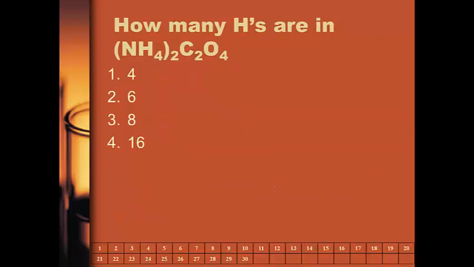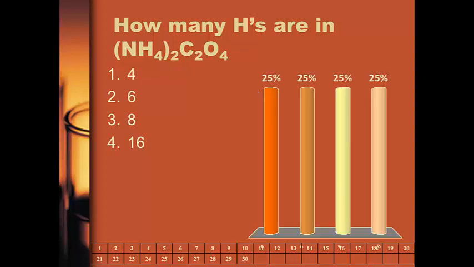Now, again, stop this, make your guess, and then come back to the video. How many H's are in this formula? (NH4)2C2O4. You're only looking for how many H's. When you're ready, come back. Correct answer should be 8. 4 times 2 there.